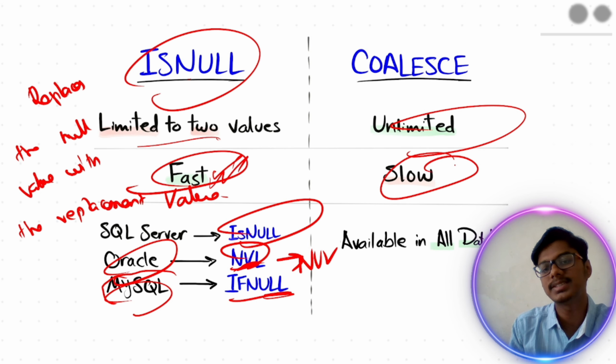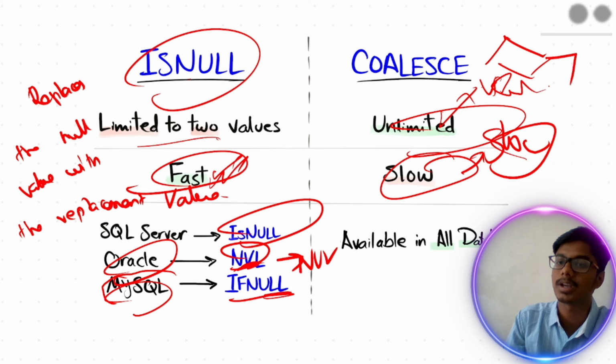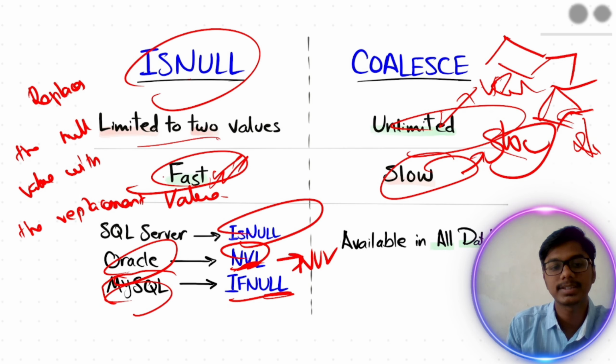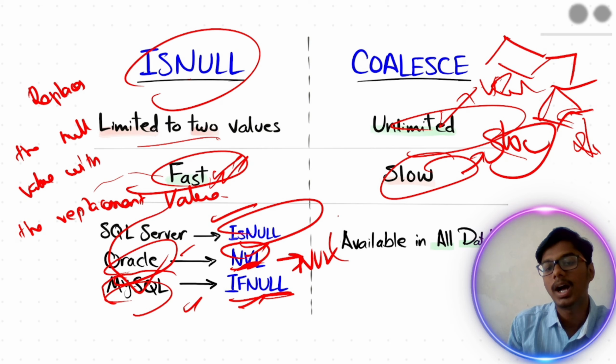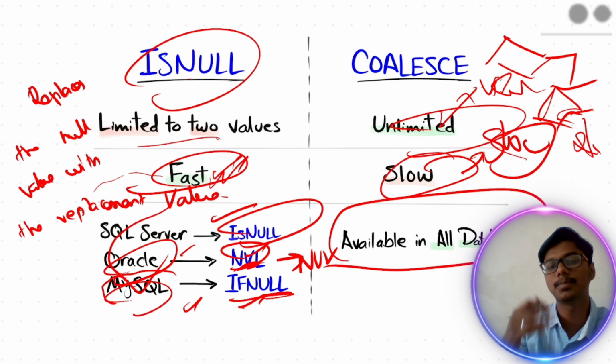The disadvantage of COALESCE is that it is slower, because we are using unlimited expressions: value 1, value 2, value 3. It will check whether value 1 is null, whether value 2 is null, whether value 3 is null, and it goes like this. In SQL Server we discuss ISNULL, in Oracle it is NVL, in MySQL it is IFNULL. COALESCE is available in all databases: MySQL, Oracle, PostgreSQL, everything.